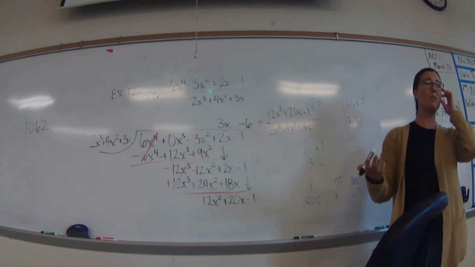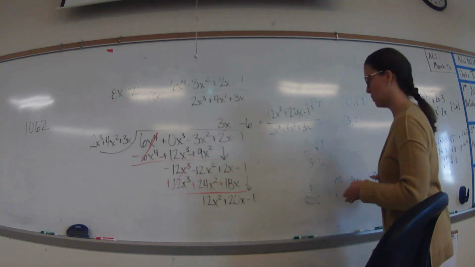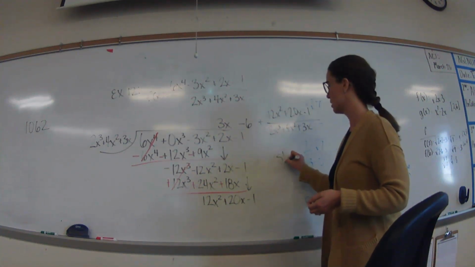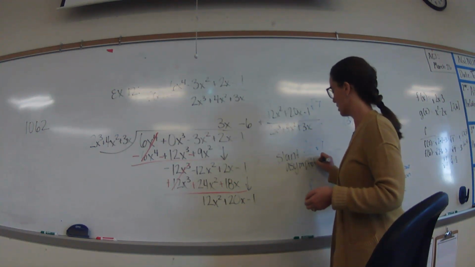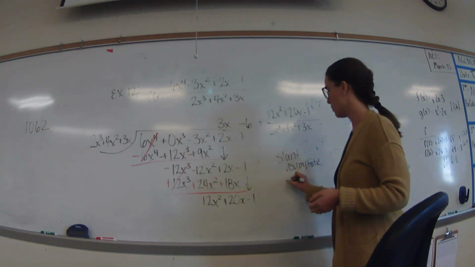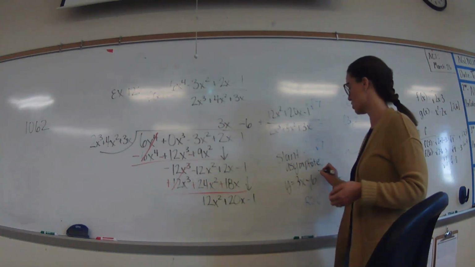But the question is really only asking you for your slant asymptote. So your slant asymptote here is y equals 3x minus 6. It's just that first part.